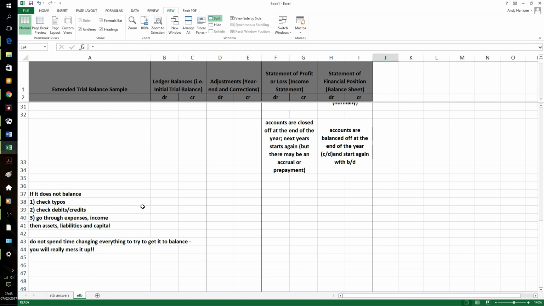And then if that fails, go through the expenses one by one, just identify each expense, make sure it's a debit in the statement of profit or loss, make sure the income is where it belongs, and then assets, liabilities and capital are in the right account. Bear in mind, if you put something in the wrong statement but on the right side, you would still get the same profit figure. Don't spend too much time trying to change everything, because you'll end up making a right mess of it and you'll end up with a worse answer than you started off with.